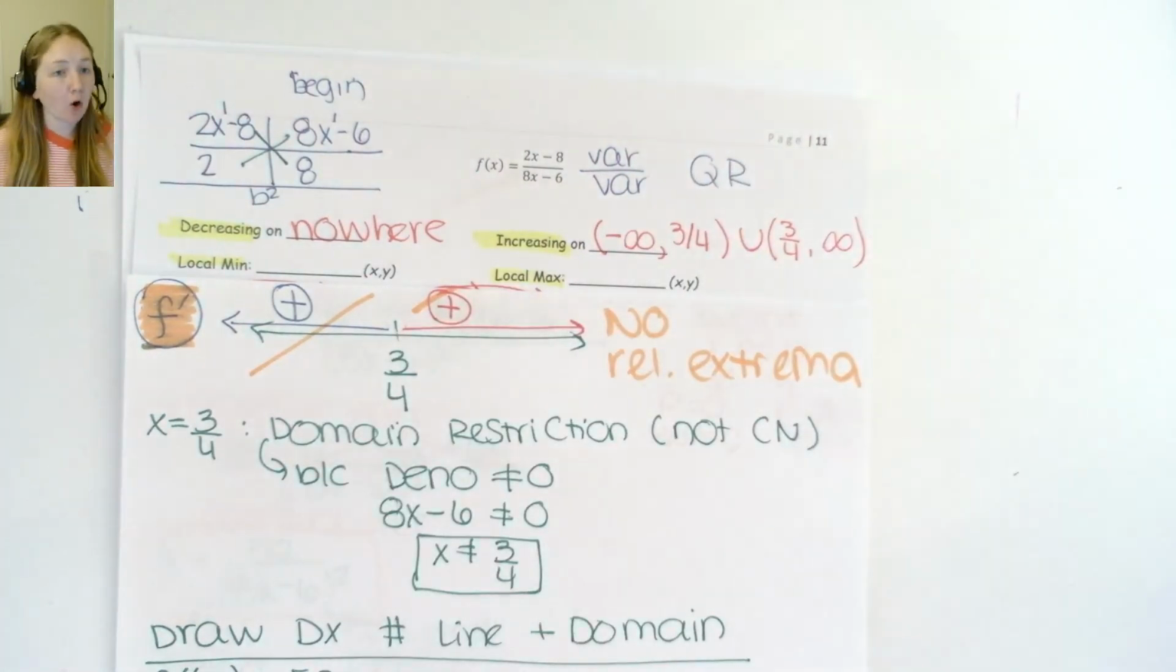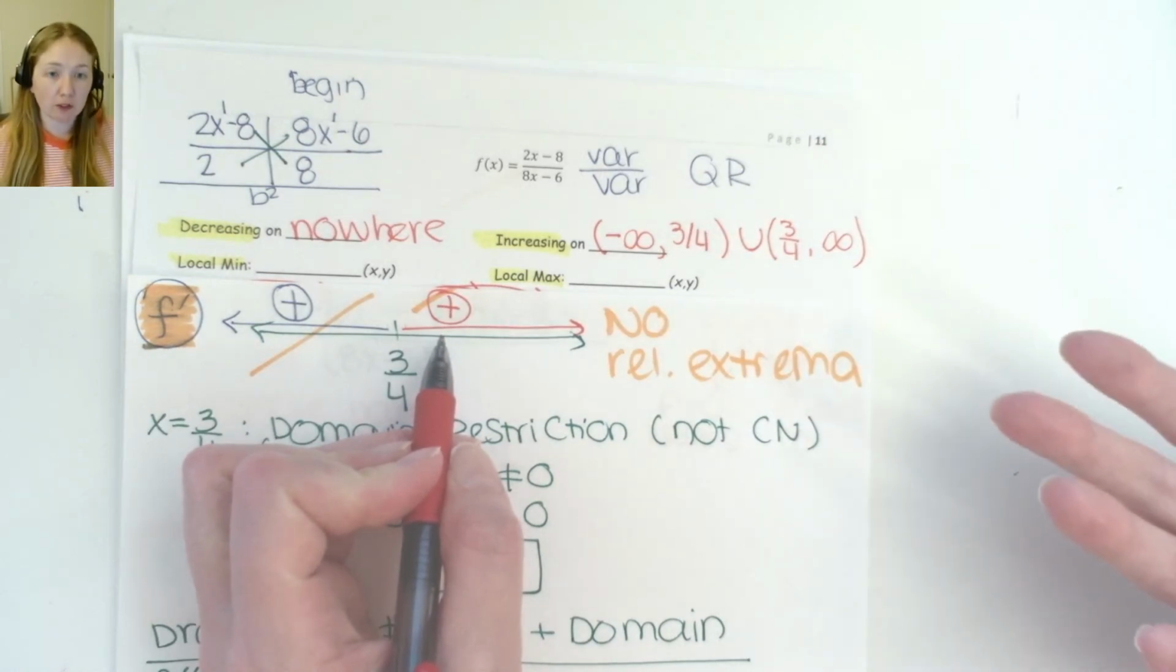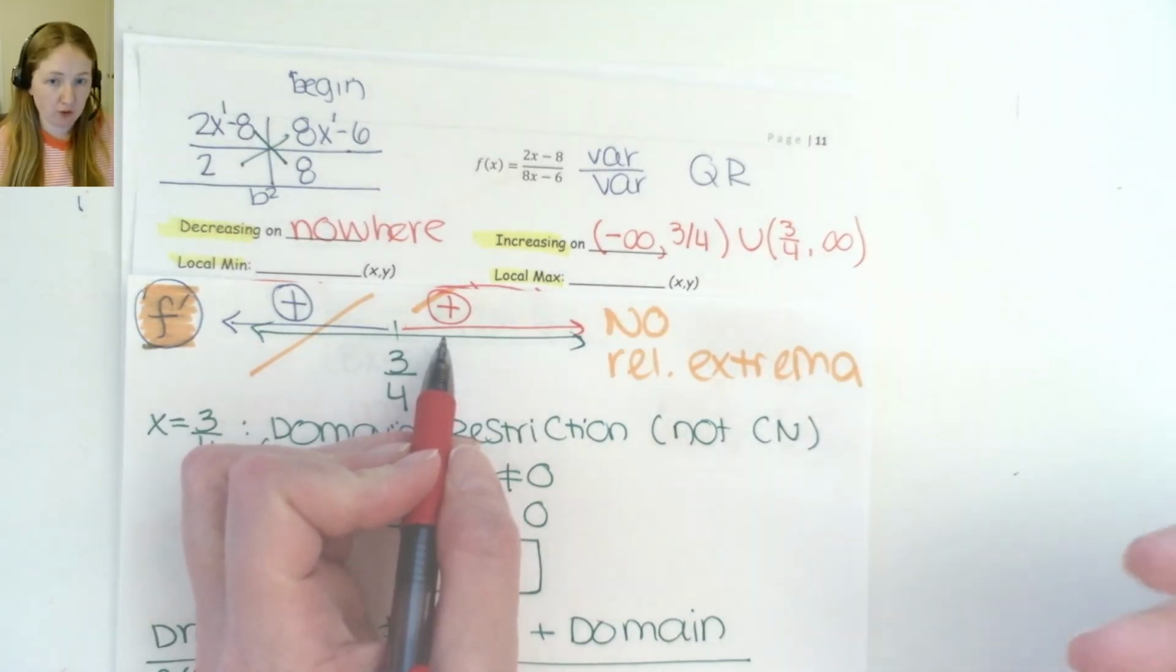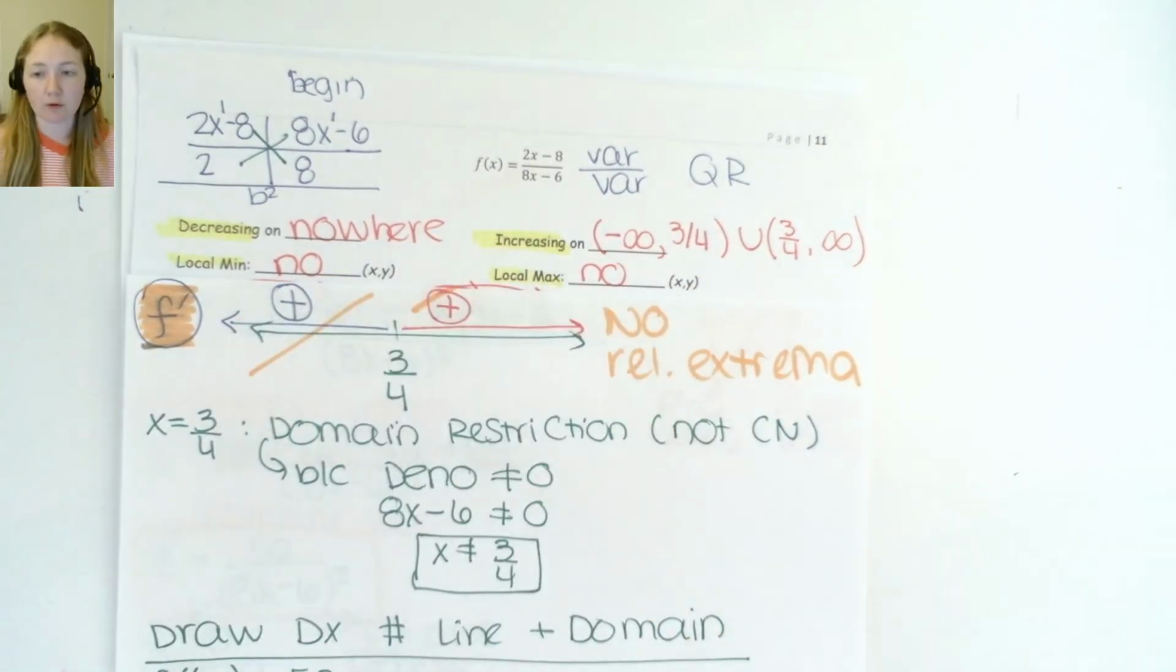And remember, we always use parentheses with increasing and decreasing. As we discussed, there's no sign change with this problem. That means there's no relative extrema or local extrema. So there would be none for local min and none for local max.